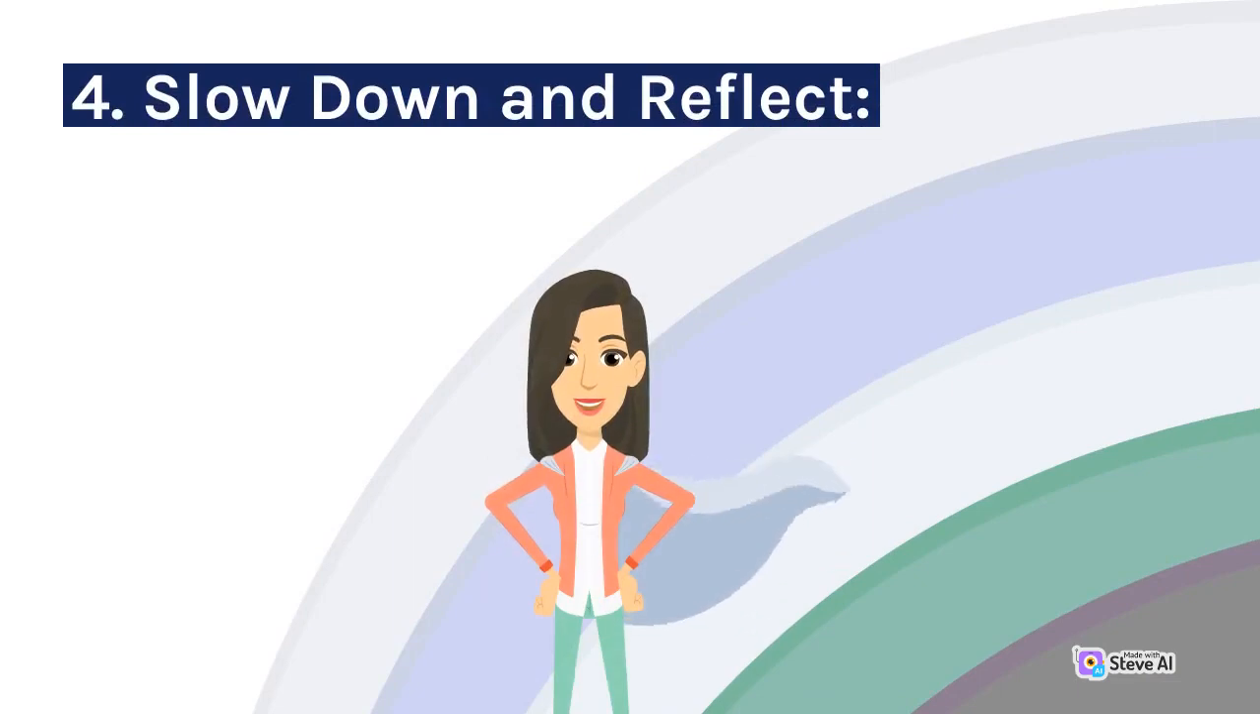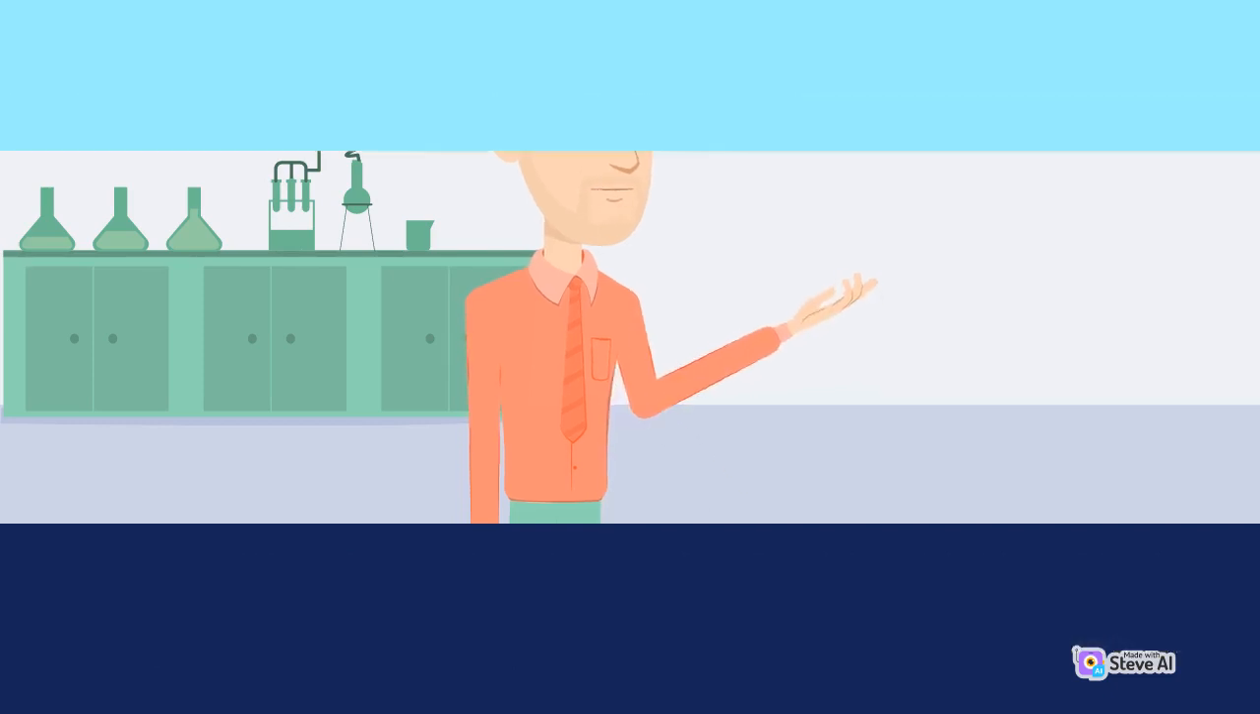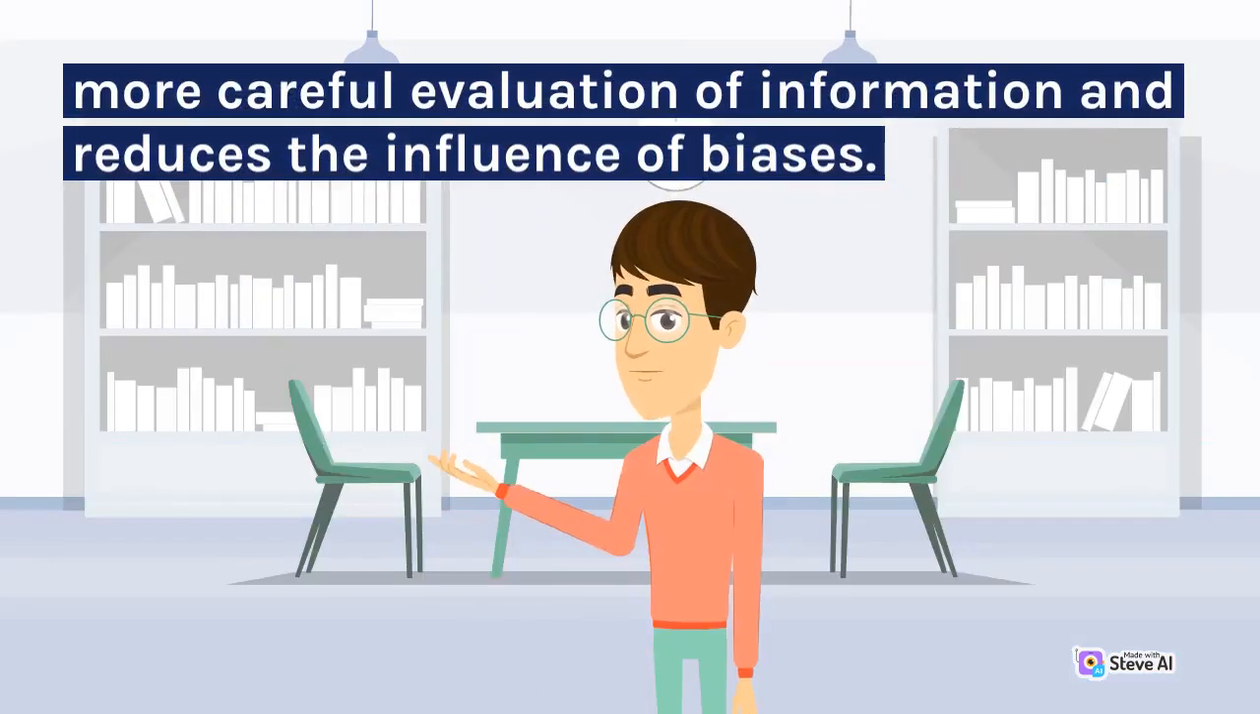4. Slow down and reflect. Many cognitive biases stem from quick, intuitive thinking. Slowing down and deliberately reflecting on a decision or problem can help mitigate these biases. Engaging in deliberate thinking allows for more careful evaluation of information and reduces the influence of biases.